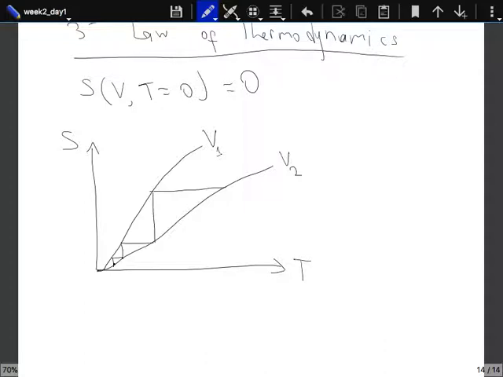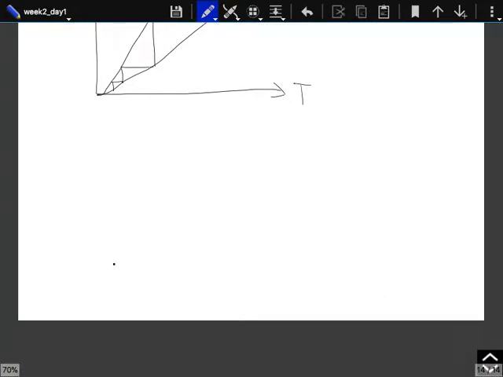Well, the expansion of your system from some smaller volume to a larger volume will take some finite amount of time, which will not go to zero. So every step takes a finite amount of time, and hence it will take you an infinite amount of time to go to zero Kelvin. So this is basically why you cannot reach zero Kelvin. It will take infinitely long. Now let's see what your friend has proposed.